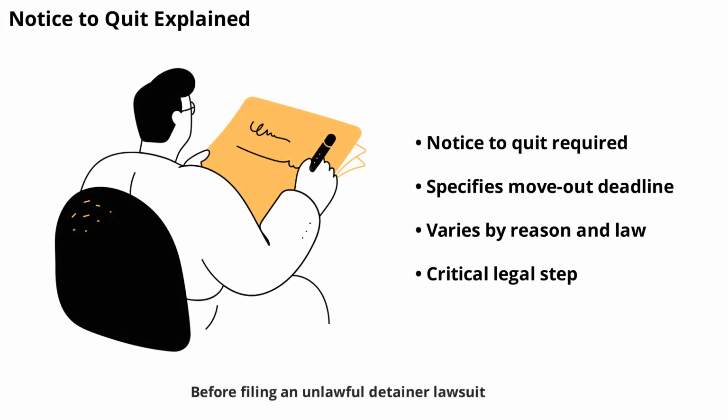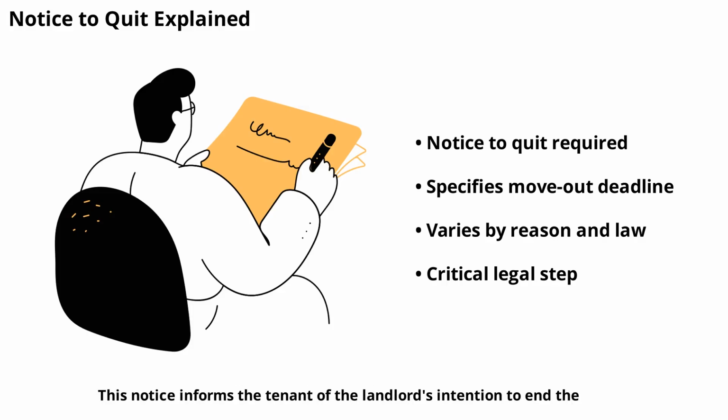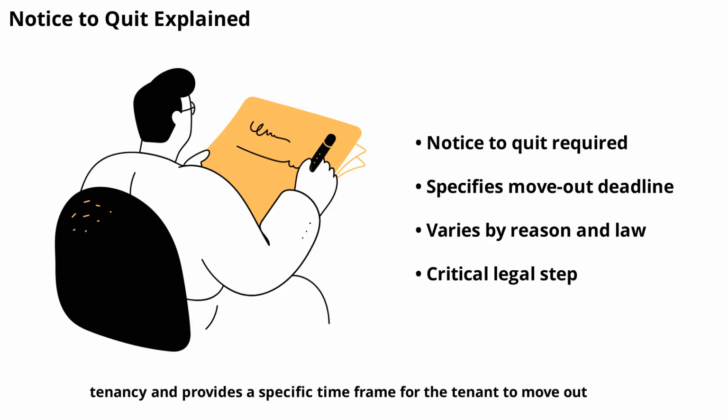Before filing an unlawful detainer lawsuit, landlords are typically required to serve a notice to quit or a notice to vacate. This notice informs the tenant of the landlord's intention to end the tenancy and provides a specific time frame for the tenant to move out. The type and length of notice can vary depending on the reason for eviction and local regulations. For example, non-payment of rent might require a 3-day notice, while other violations could require a longer period. Serving this notice is a critical first step in the eviction process.